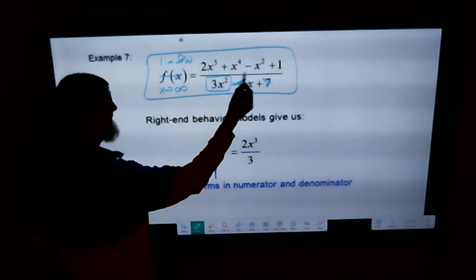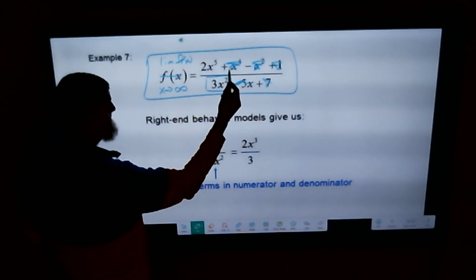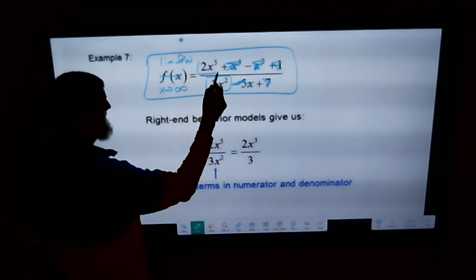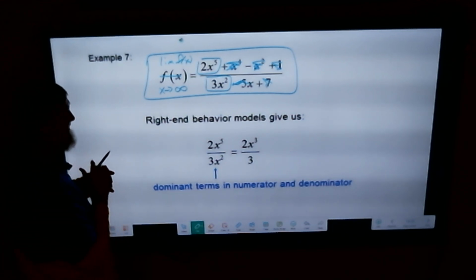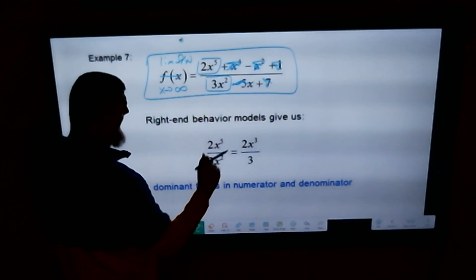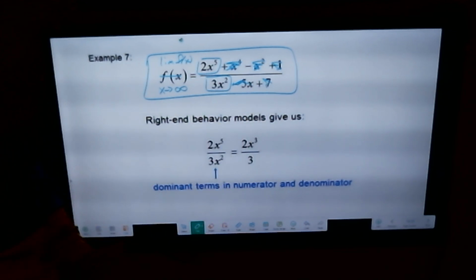Same thing on the top. 1 doesn't matter, x squared doesn't matter, x to the fourth doesn't really matter because I'm taking x to the fifth power. So if you remember last year, my behavior model is simply the lead terms, okay? If you were to graph this function and the lead-term function, as x gets bigger, they're going to behave in exactly the same way.